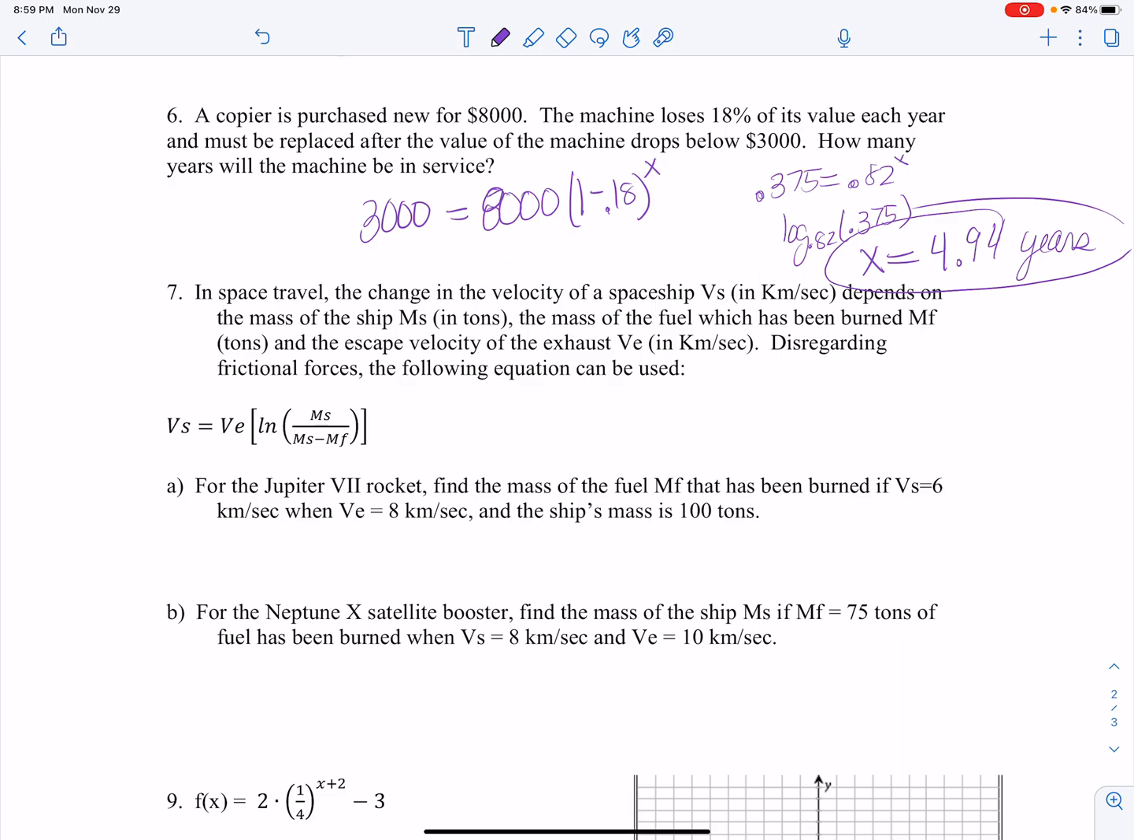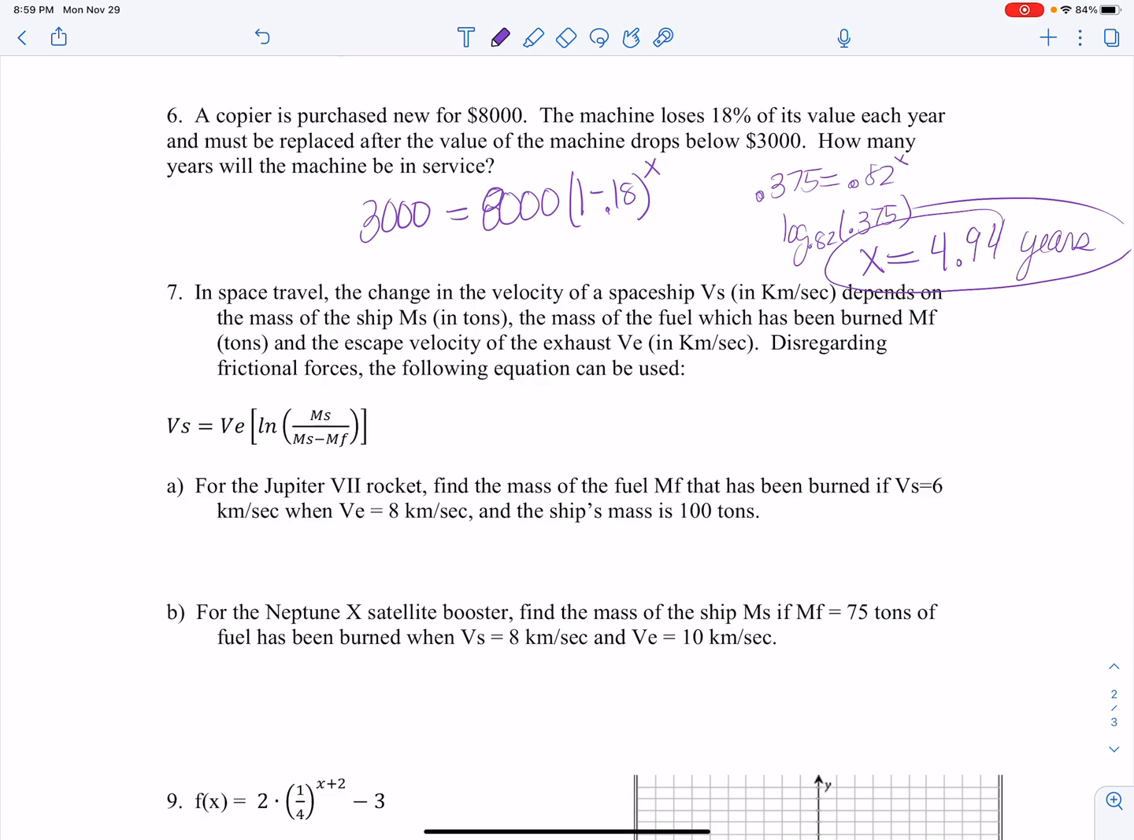Okay, on the next one, we've done one like this on every test we've taken this year. Some kids have kind of caught on. Others of you guys are still struggling. It's going to give you an equation of something you've never seen before, and you're going to have to use it.